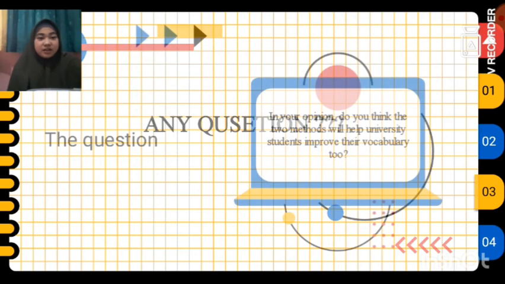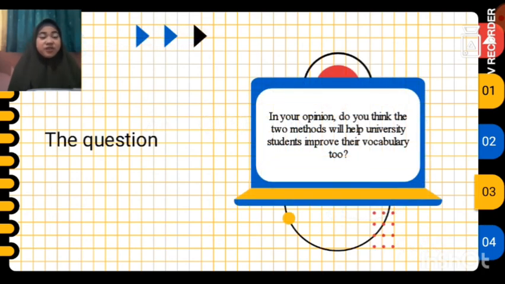The question is, in your opinion, do you think the two methods will help university students improve their vocabulary too? In my opinion, I think yes, maybe these two methods can help students who have shortcomings in memorizing vocabulary, because it is seen from how the methods work that they are very well and effective.